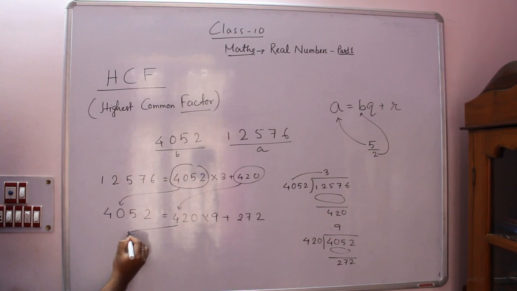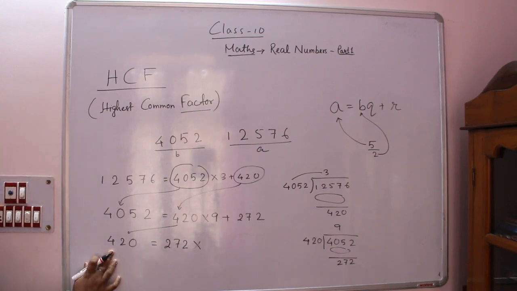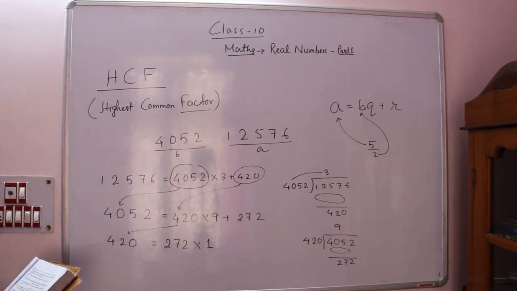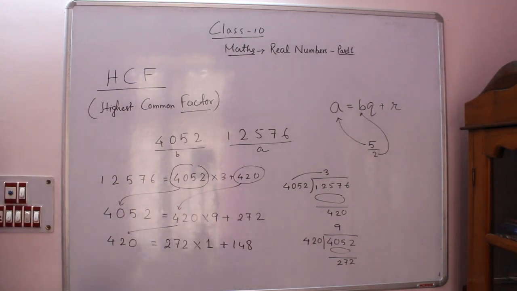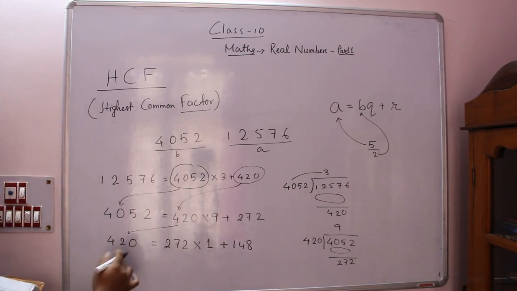Now 420 will come in this side. 420 has to be divided with 272. So divide 420 by 272. Now when you do this part, I am not going to write into details since you have understood, I believe. If you divide by 1, then the remainder will be 148. Did you understand or not? If you don't understand, just pause it and see it from the beginning again, you will understand. Here also the remainder is not 0, so we will continue in this way.